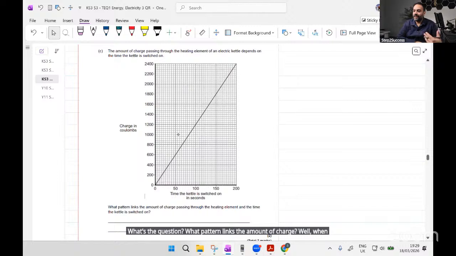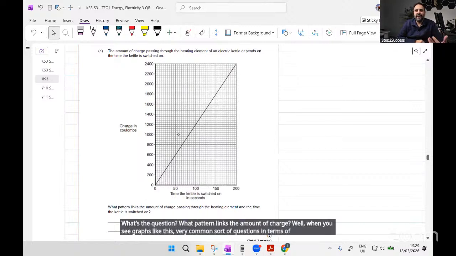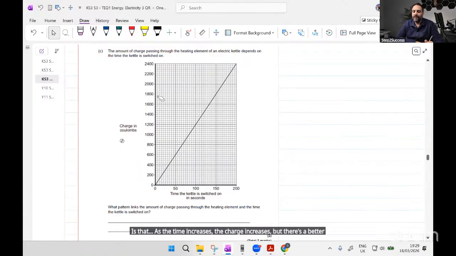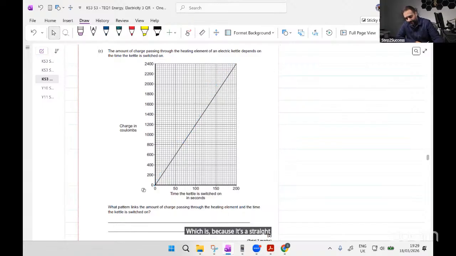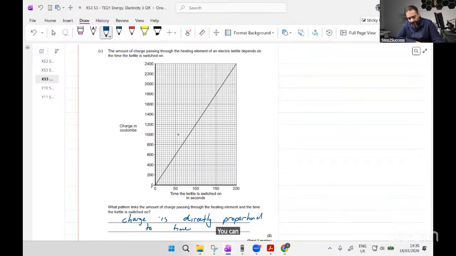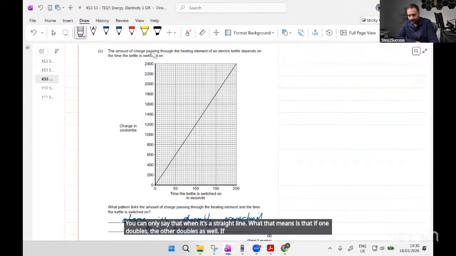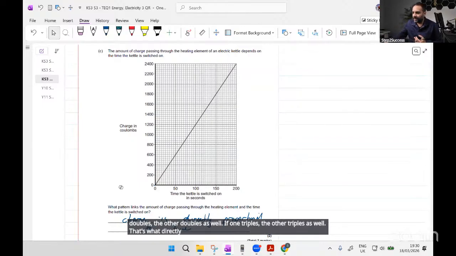When you see graphs like this, these are very common questions in terms of understanding the pattern of a graph. All you need to say is that as the time increases, the charge increases, but there's a better answer than that. Because it's a straight line, we want to say that the charge is directly proportional to the time. You can only say that when it's a straight line. What that means is that if one doubles, the other doubles as well. If one triples, the other triples as well. That's what directly proportional means.